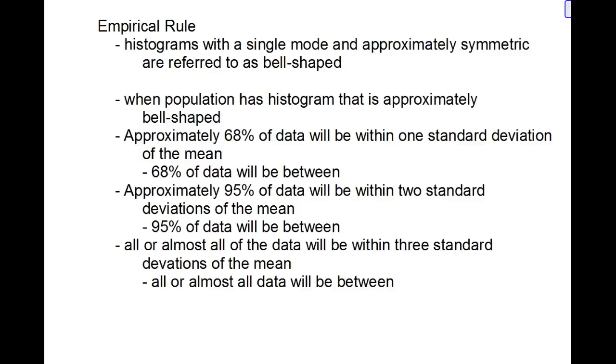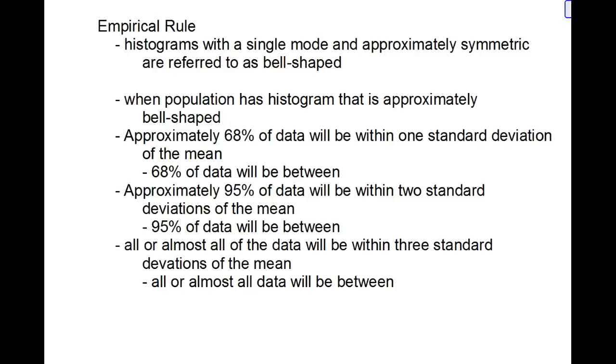In this video, we're going to talk about a rule called the empirical rule. Now, when histograms with a single mode are approximately symmetric, we also refer to them as bell-shaped. And so there's a lot of things that we can do whenever things are bell-shaped. One of them is using the empirical rule.